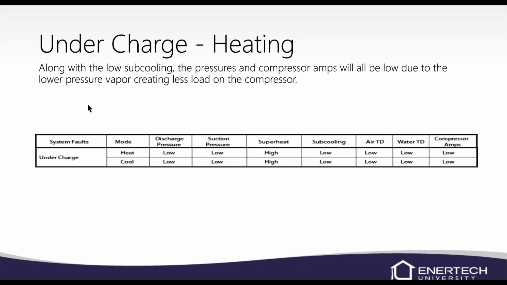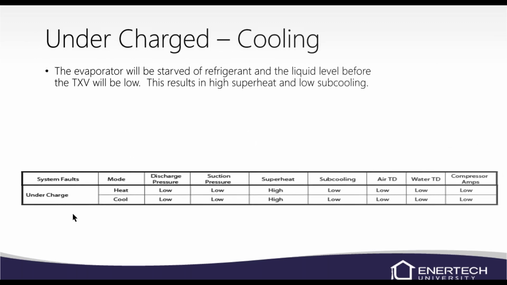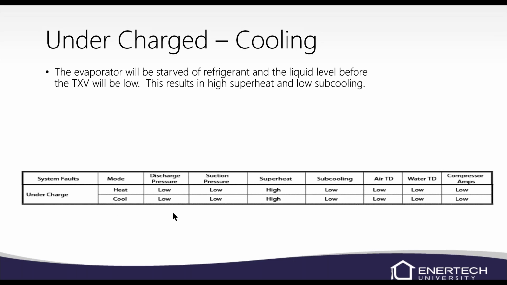In an undercharged system, you're going to have low subcooling. Your pressures and your compressor amps are going to be low because you have lower vapor pressure, and it creates less load on the compressor. You'd actually be pulling less amps. Undercharged and cooling, not really a whole lot has changed.